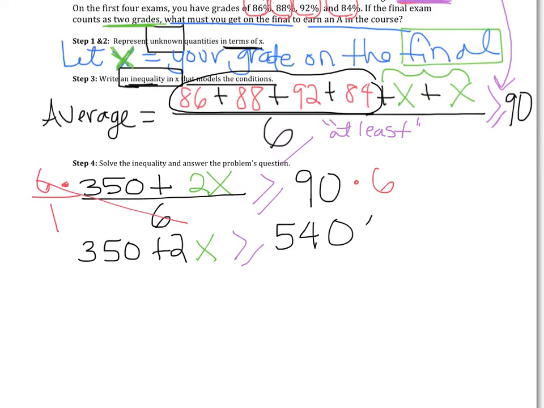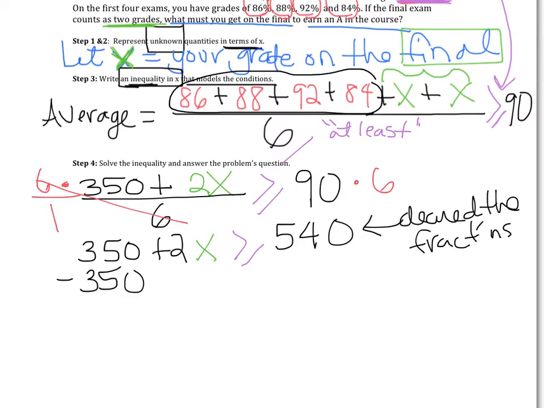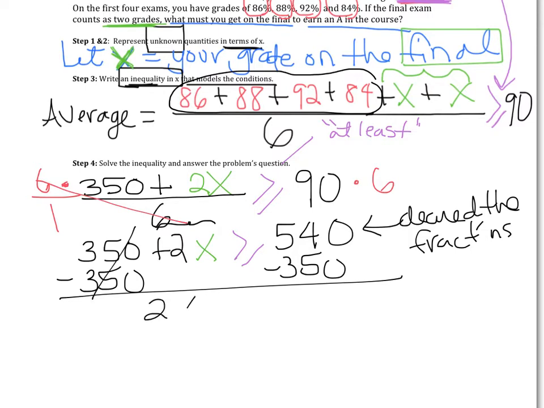Now there's no more fractions, right? We've cleared the fractions. We can subtract both sides by 350. Why? Because I want x to be isolated. That's gone, and we're left with 2x, which is greater than or equal to 190. Yeah, 190. And so 2 times what number is greater than or equal to 190?